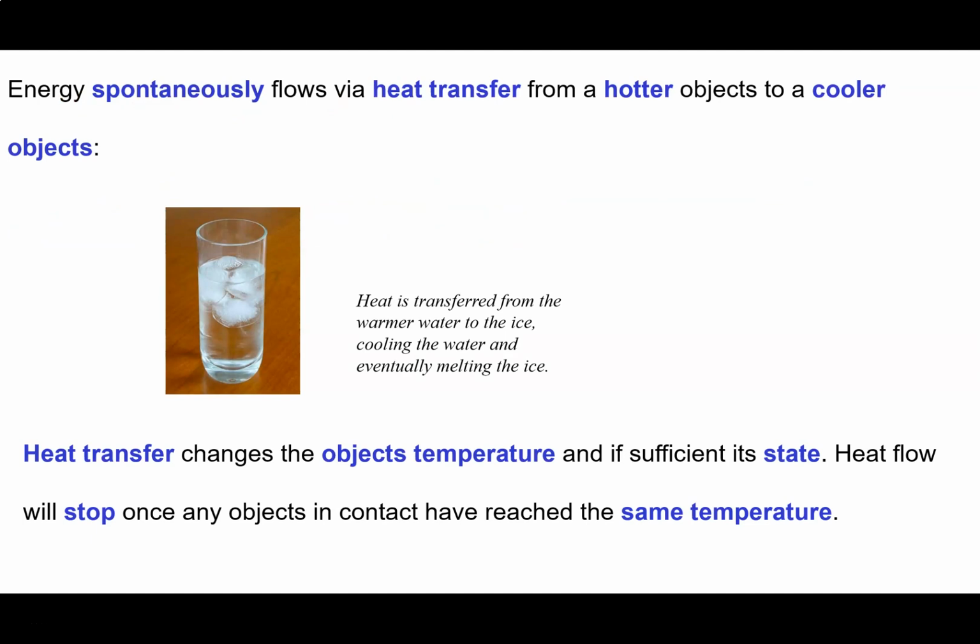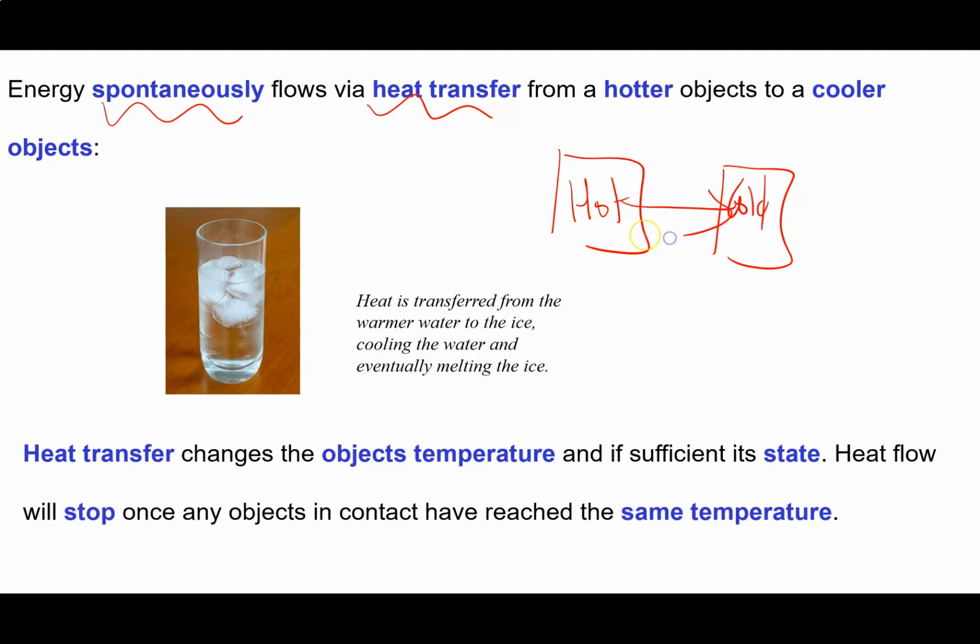So energy flows, or energy moves, from one place or from one object to other objects. Now, it does this according to certain patterns. For example, energy will spontaneously move via heat transfer from a hotter object to a cooler object and never the other way around. So heat always moves from a hot object into a colder object.